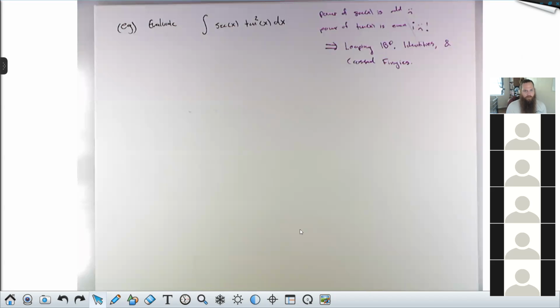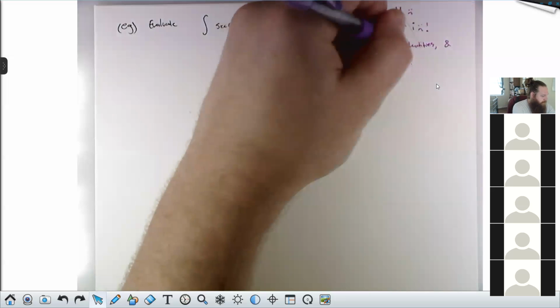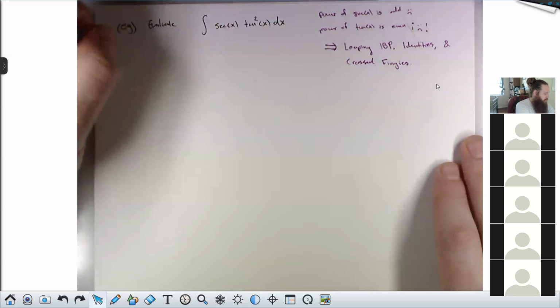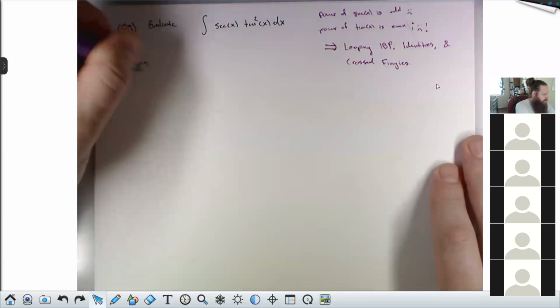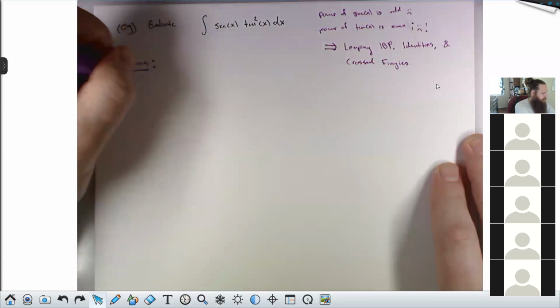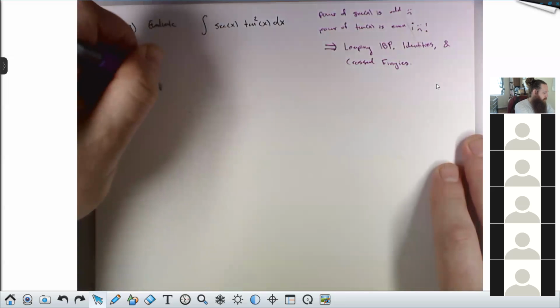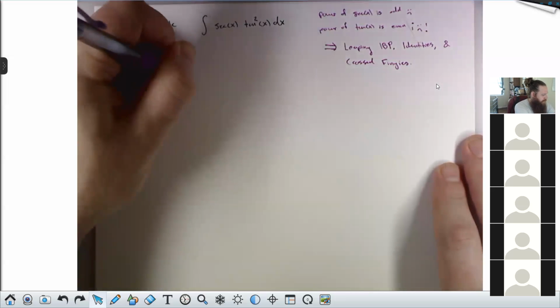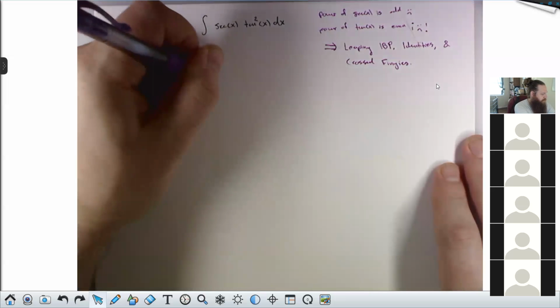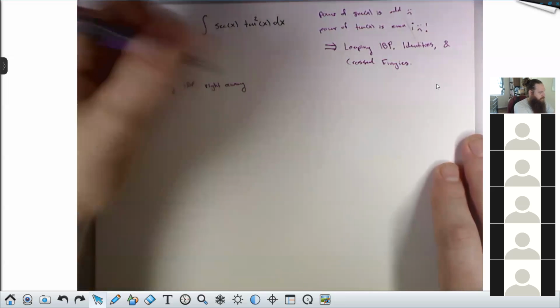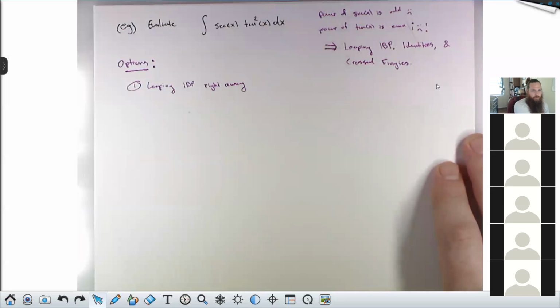Thank you. Of course. So there's a suggestion in the chat to use a Pythagorean identity on the tangent squared piece here. And I think that's a really good idea. So you can jump right in with looping IBP. So, options. You can do the looping IBP right away. You can start right in with the integration by parts.